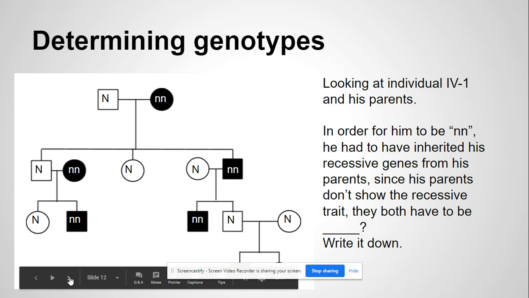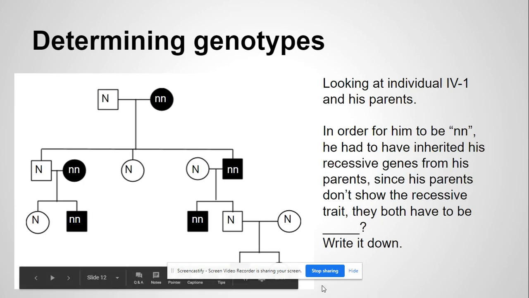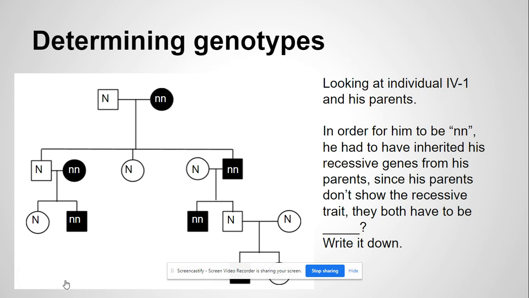So looking at individual 5-1 and his parents, in order for him to be little n, little n, he'd have to have inherited his recessive genes from his parents. Since his parents don't have the recessive trait, they both have to be, your answer should be, big N, little n, heterozygous.